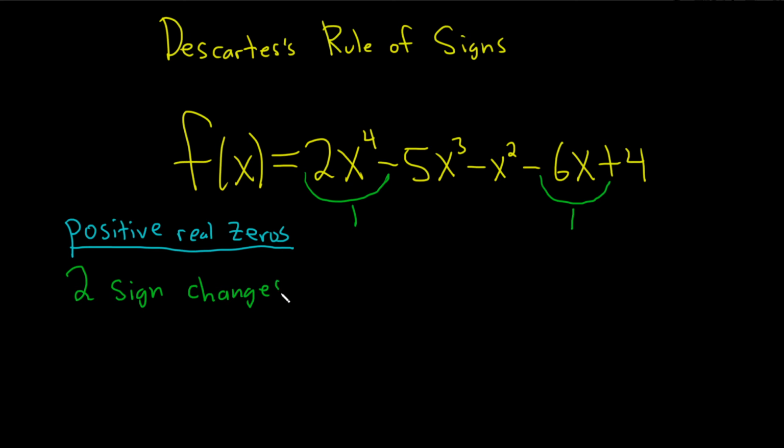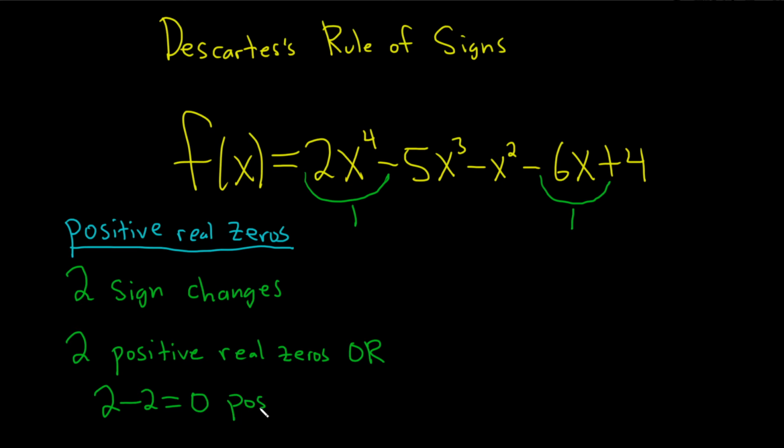So Descartes' rule of signs says that the number of positive real zeros is equal to the number of sign changes, so 2, or the number of sign changes minus some positive even number. Okay, so here it's going to be 2 positive real zeros, or, and now can we subtract an even number from this? Yeah, we can subtract 2. So 2 minus 2 equals 0 positive real zeros.